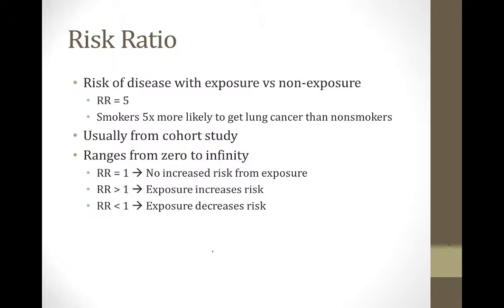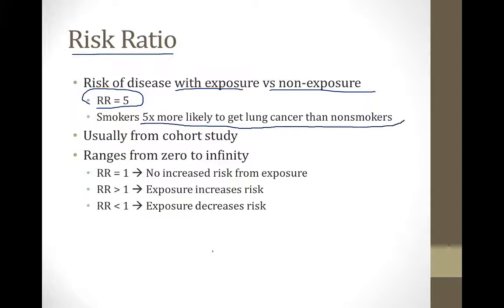Once you know the risk in the exposed and unexposed patients, you can calculate what's called a risk ratio. To get this, you just divide the two numbers. So this is the risk of disease with exposure divided by the risk of disease with non-exposure. Let's suppose, for example, the risk ratio was 5 for smokers developing lung cancer. This means that smokers are 5 times more likely to get lung cancer than non-smokers, according to our study.